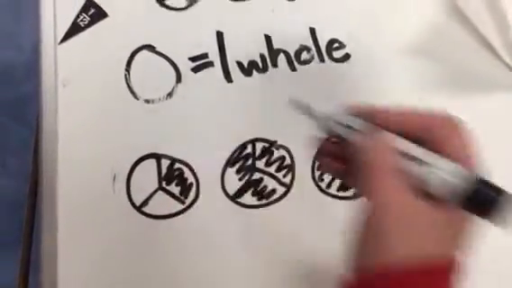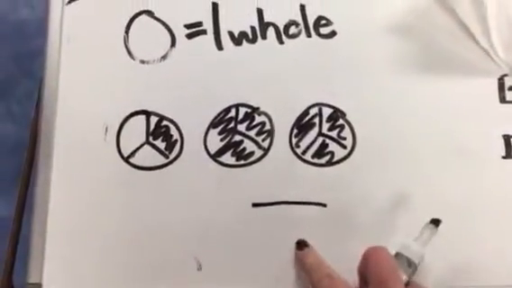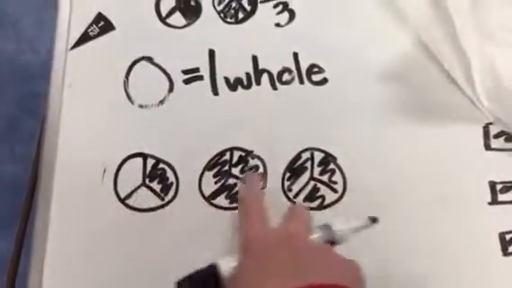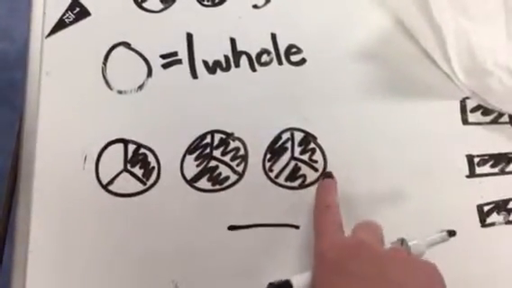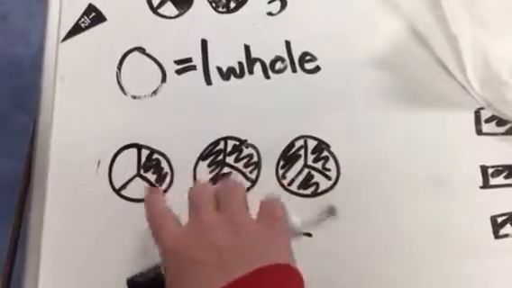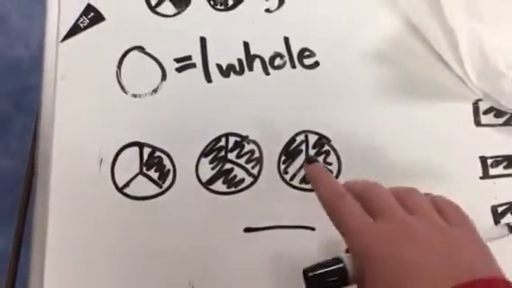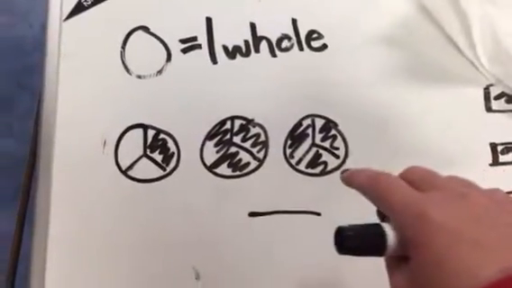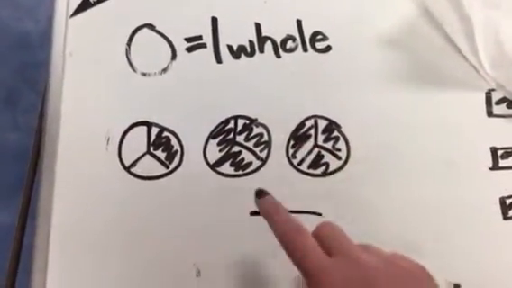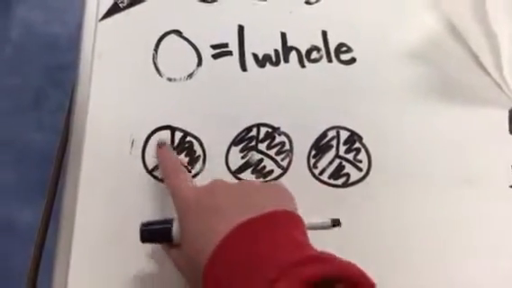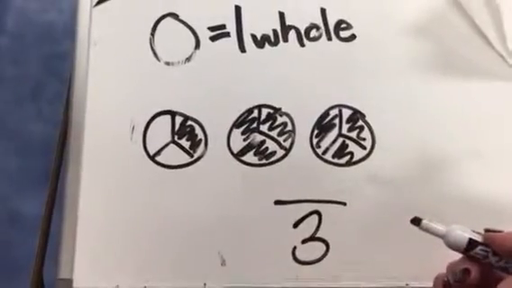So let's say we wanted to write an improper fraction for this. Now this is 1 whole, so you can see there's 3 of them, but I don't have all 3 shaded in. I have 2 wholes and then a little bit extra here. My denominator is the number of pieces in one whole. So how many pieces do I have in one whole? I have 1, 2, 3. There's 3 pieces in a whole. So my denominator is 3.